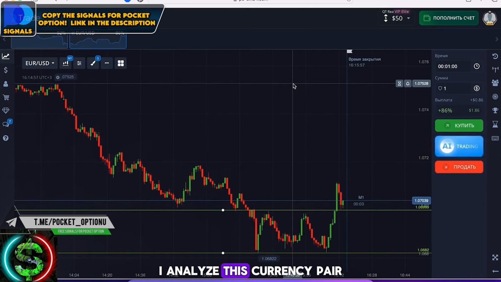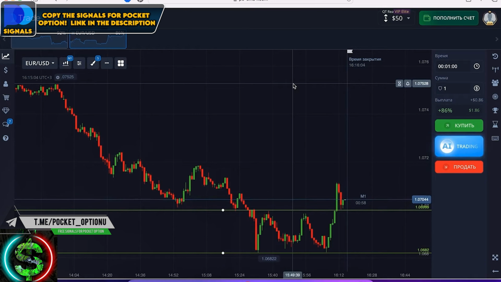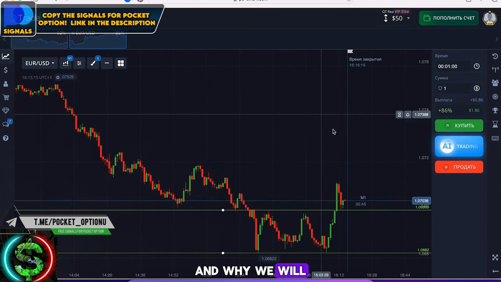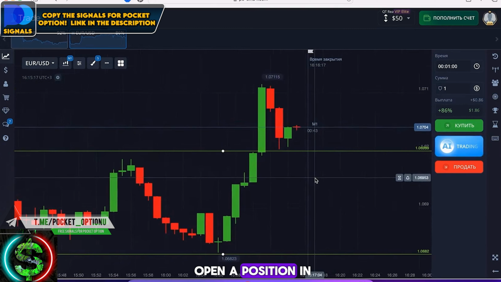Today, I analyzed this currency pair. It is a non-test pair. And remember that I only trade on non-test pairs. Let's start with it and open a position right away. A little later, I will talk about the currency pair itself, the trend, how it has behaved today, what the current moment is, and why we will open a position in this way.